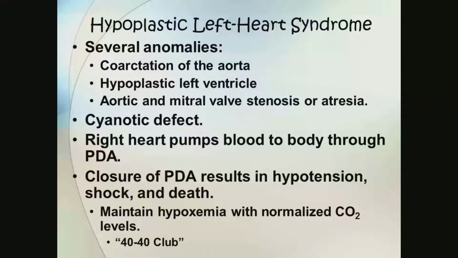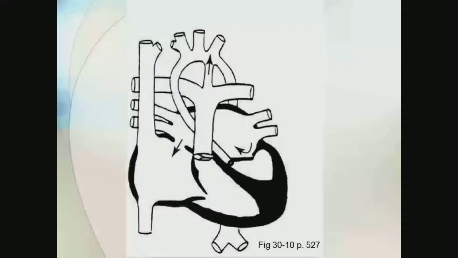And this is one where basically we promote hypoxemia, and in some cases, at least in the preoperative phase, we want to maintain a little bit of a hypercarbia, but after surgery, we want to keep this hypoxemia there until we want to normalize the CO2 and put them in what we call the 40-40 club, where hypoxemia is maintained at 40 and the CO2 is normalized at 40 also. So let's take a look at the picture here.